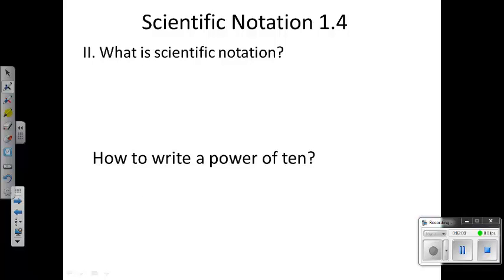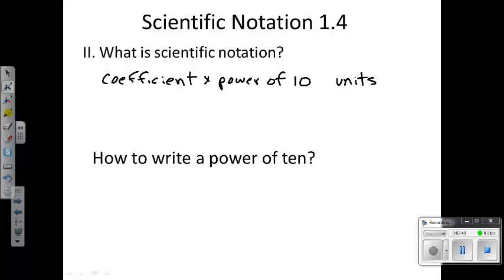What is scientific notation? Well, scientific notation consists of a coefficient, which is just a number between 1 and 10. In fact, the coefficient is a number between 1 and 10, and you multiply that coefficient times a power of 10. And a power of 10 is 10 to something, an integer, 10 to 1 or 3 or 4. And then we like to use units, right? You have to know what the units are, especially if you're using the number in a calculation.